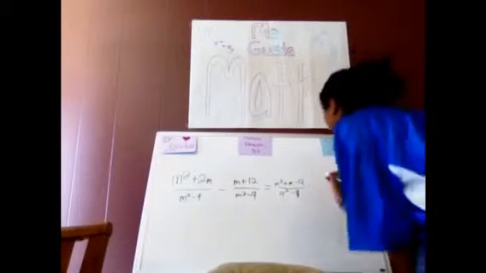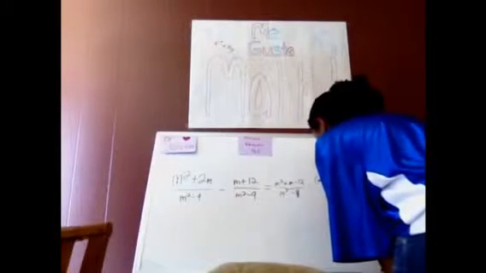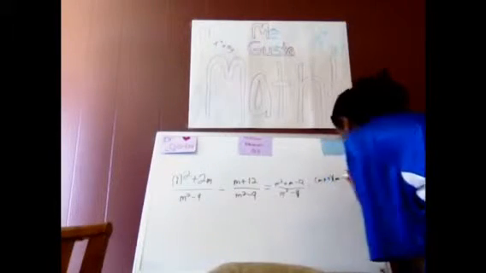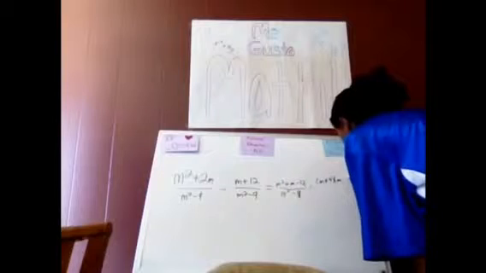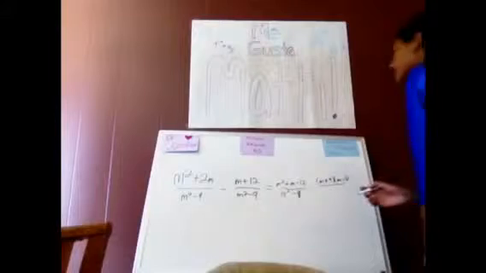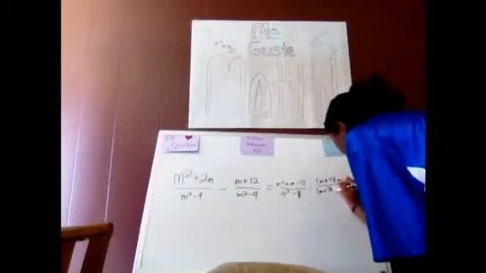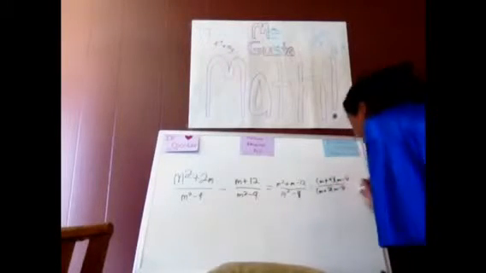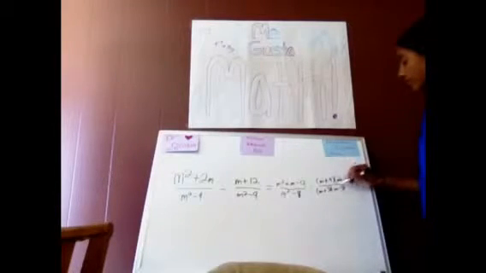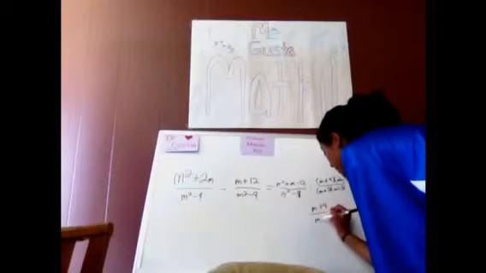We could factor out the numerator and the denominator. So it would be m plus 4 times m minus 3. On the bottom, it's a difference of 2 squares. So it could be m plus 3 and m minus 3. The numerator and the denominator have an m minus 3, so you can cancel that out, and you're left with m plus 4 over m plus 3.